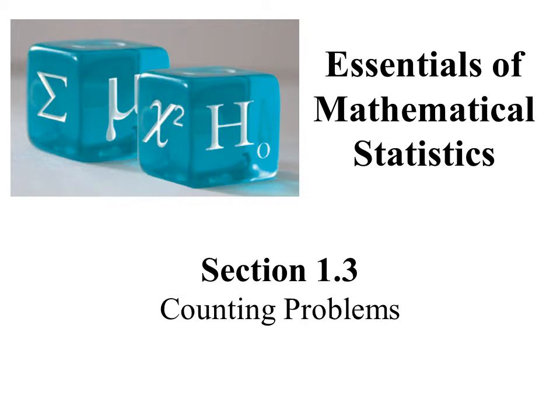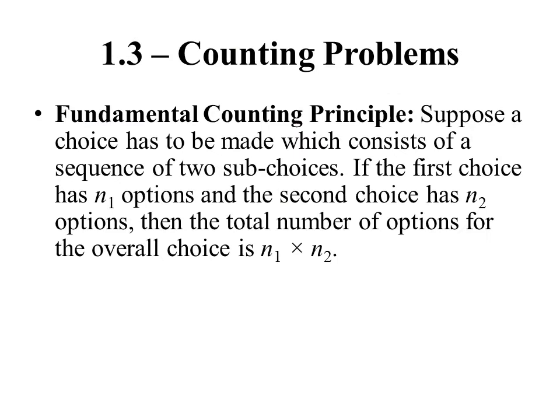Hello, this is the section 1.3 lesson. In section 1.2, when we looked at the theoretical approach, we saw that to calculate a theoretical probability, we didn't actually have to list all of the outcomes in the sample space or in the event. All we needed to do was count the number of outcomes in each. And so in this section, we're going to look at some simple techniques for counting the number of ways that we can do this. Okay.